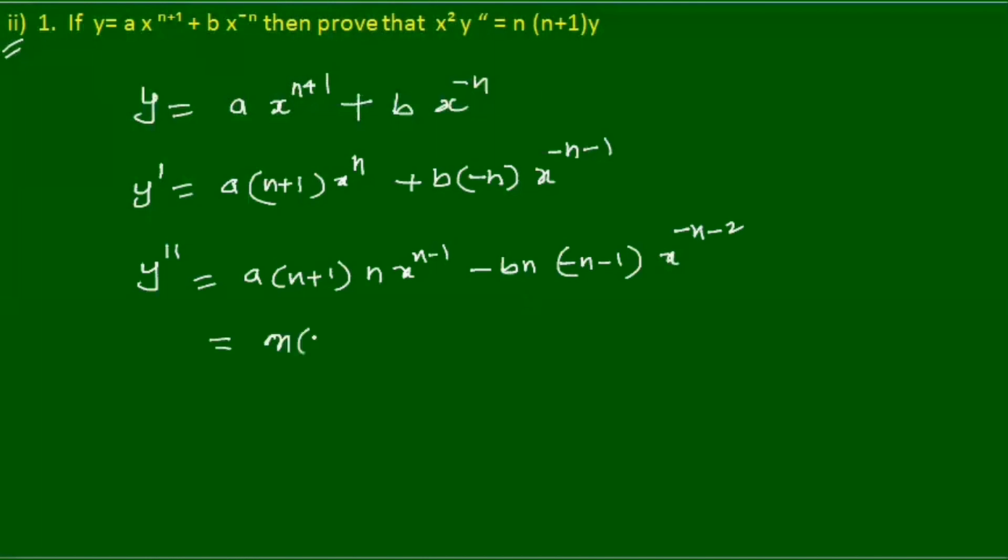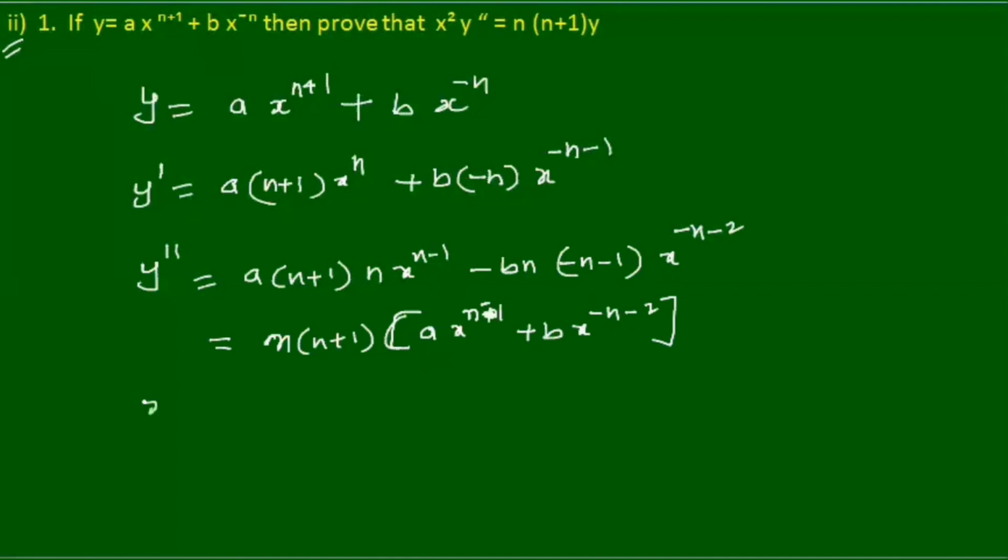So this is equal to n into n plus 1 into, the remaining thing in the first term is a x to the power of n minus 1. In the second term, minus of minus becomes plus b, with n into n plus 1 taken common, so x to the power of minus n minus 2. Since in LHS we have x square y double dash, I multiply x square on both sides.